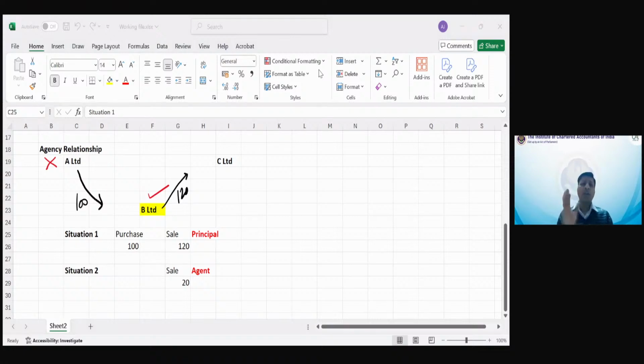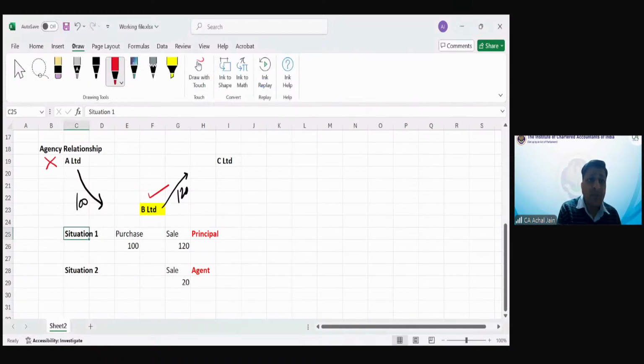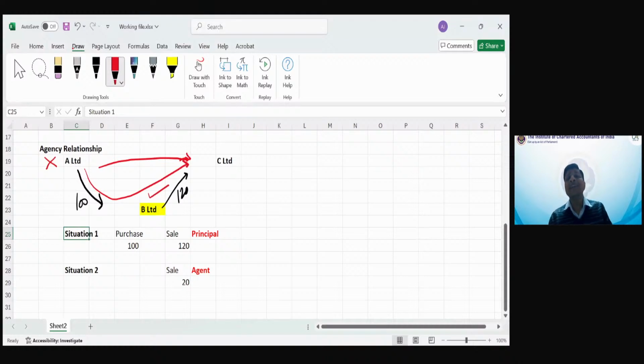Because if B says no, this is not my inventory, I don't carry this risk, what is my role? To transfer these goods. So these goods may be routed from B to C, or they may transfer from A directly to C. It doesn't matter. Both situations are possible. But who will bear this inventory risk? If B says it's A and not B, then B is acting as the agent and not the principal.